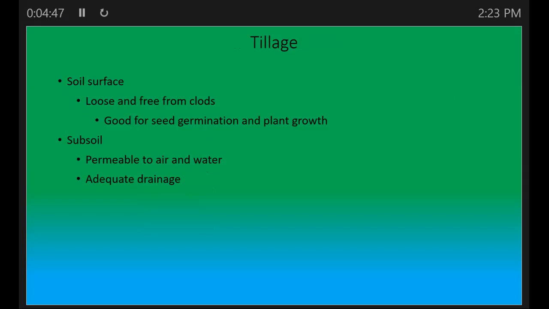And then you need the soil loose enough so that you don't have issues with root growth, right? The roots have to be able to make their way through the soil. And so the subsoil also has to be in a composition where, yes, you have good pore space, and you can't have any compaction going on deeper down. And certainly adequate drainage is important as well.